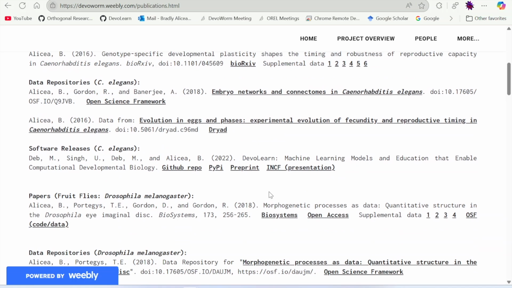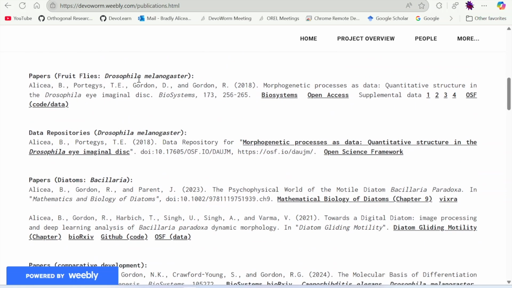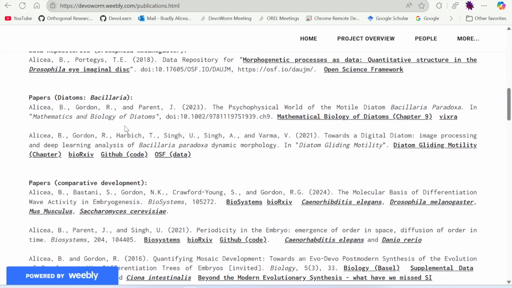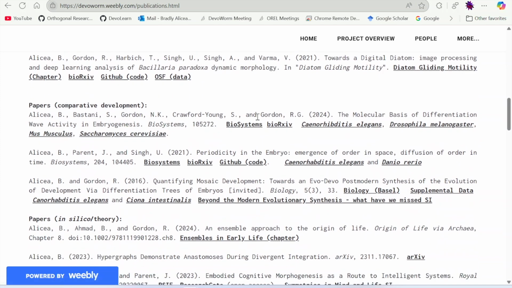We've released software. We've done papers on fruit flies, one paper on fruit flies exclusively. We've released some data on this. We've done some papers on diatoms, on the genera Vasculogenesis, but other diatoms as well. Then we've done comparative development. So we've done a lot of work on looking at not just C. elegans, but C. elegans in evolutionary context.